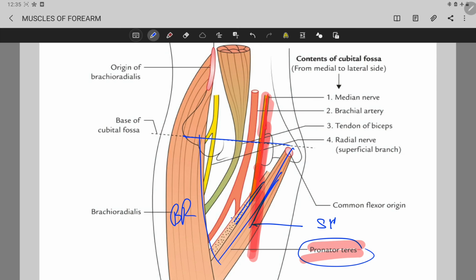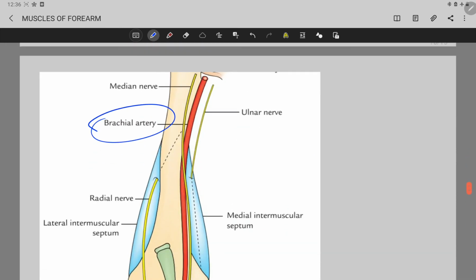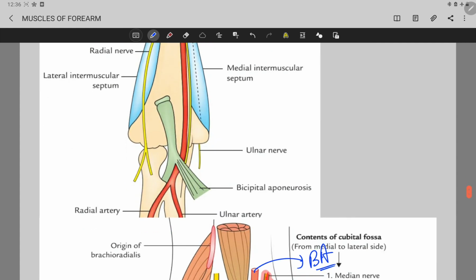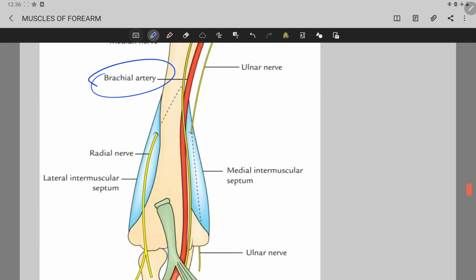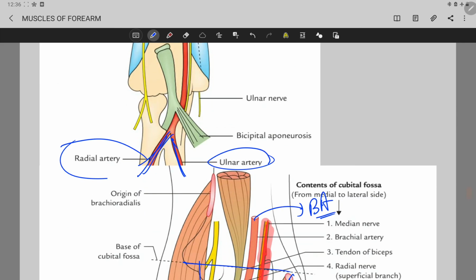And what is this? Actually, not the ulnar artery, this is your brachial artery. When the brachial artery divides into two, here you can see this. This is the brachial artery. The brachial artery is divided into ulnar artery and radial artery at the forearm region. So when it reaches the forearm, it divides into ulnar artery and radial artery.